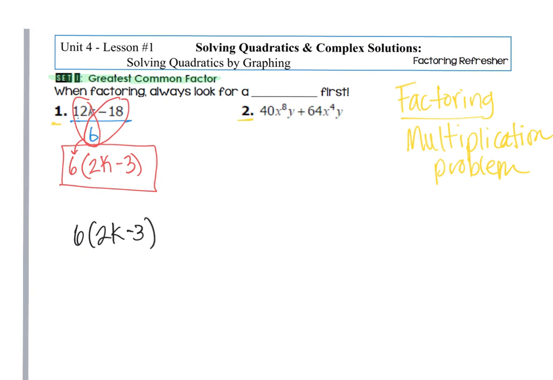Like what the answer is. When you multiply out or distribute, you should always get back to your original answer. So 6 times 2k would be 12k. 6 times negative 3 is negative 18, which puts me back to this original problem that I have, so I know that I've done it correctly.